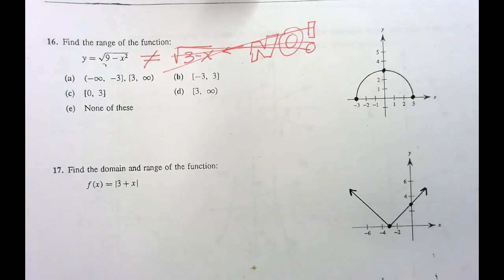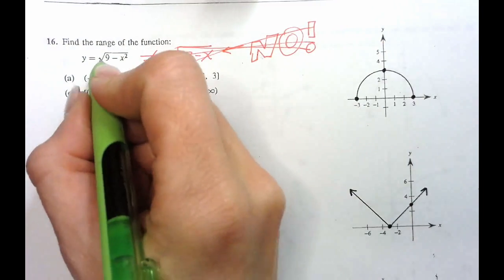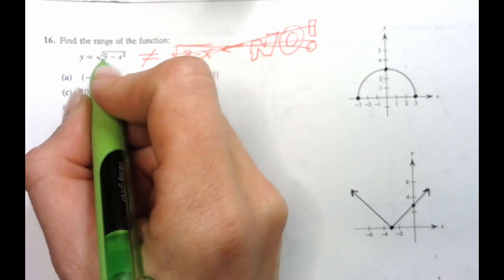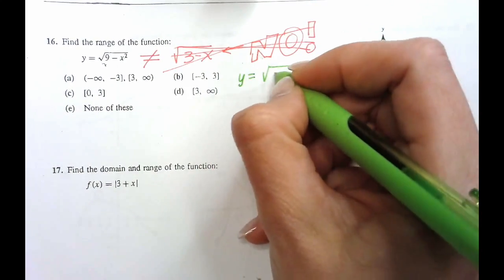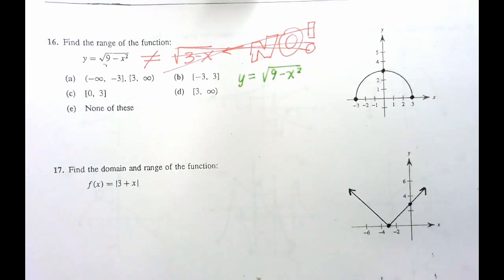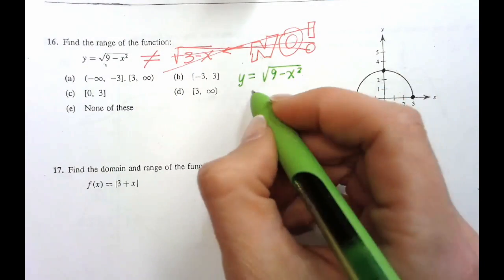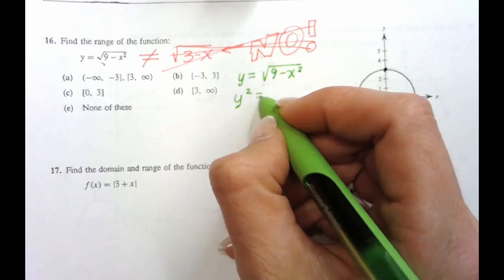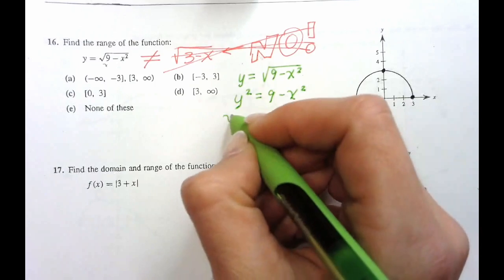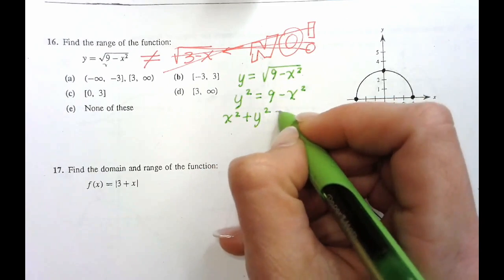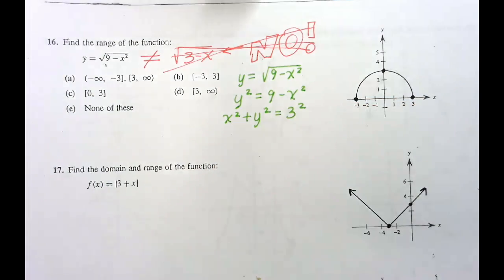What can you do? If you weren't sure what the graph looked like, keep this in mind, bury it in your brain somewhere where you could easily access it. I have right now y equals the square root of 9 minus x squared. If you have a unit of conic sections under your belt, if I square both sides, I get y squared equals 9 minus x squared. I'm going to add x squared over. X squared plus y squared is 9, also easily referred to as 3 squared.